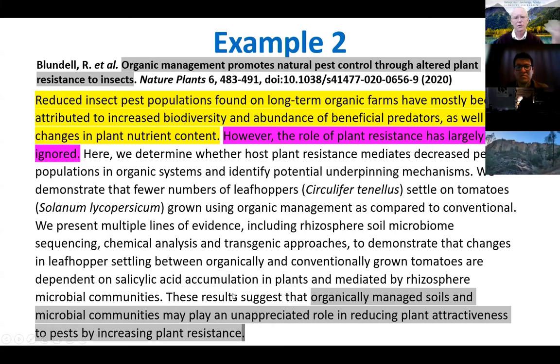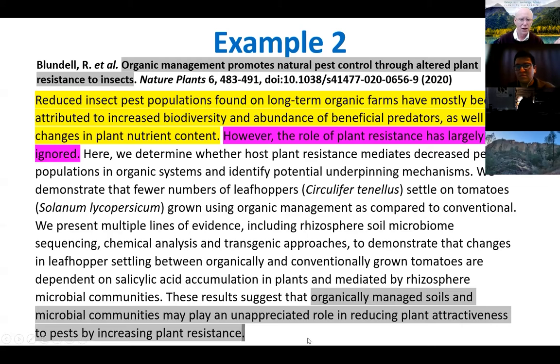So they did some work, and they found that organic managed soils play an unappreciated role, that they actually are quite important in reducing plant attractiveness to pests. And so there's an additional advantage to organic management here. And then the middle part talks about exactly what they did, how they showed those kinds of things.